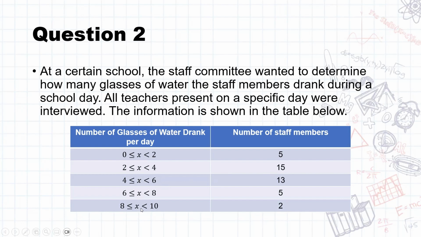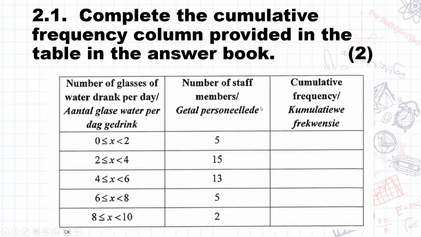This is 8 and 9 glasses because it's less than 10. So it doesn't include 10. Okay. So it says, complete the cumulative frequency column provided in the table in the answer book. So I've actually just cut and paste this directly from the answer book, just so that you can see exactly what they mean. So when we do a cumulative frequency, essentially we're adding our frequency, right? Cumulative means to continue adding up.